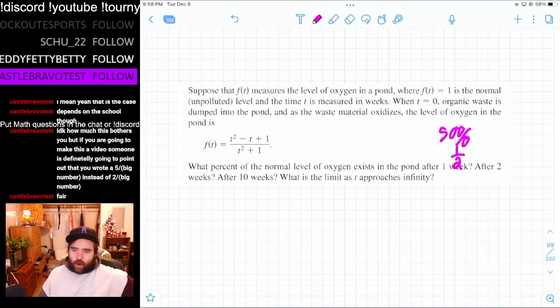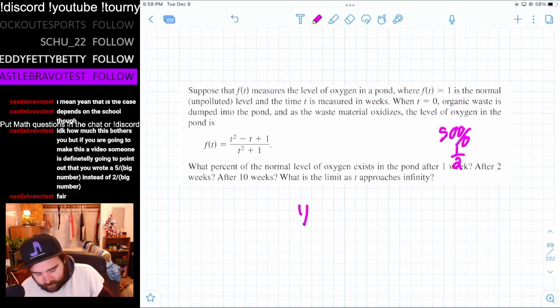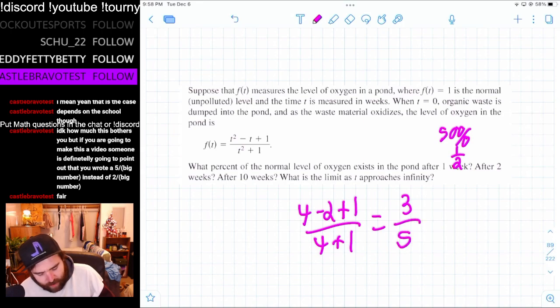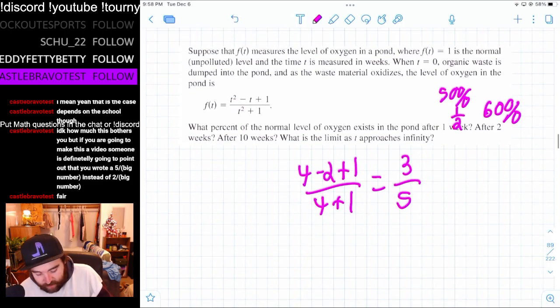Oh, and you're looking for what it is as time goes to infinity. Okay. Right. So you plug in 1, you get 1/2. You plug in 2, that's 4 minus 2 plus 1 over 4 plus 1. So that's 3 over 5. So that's 60%, because that's 0.6. You plug in 10, that's 100 minus 10.